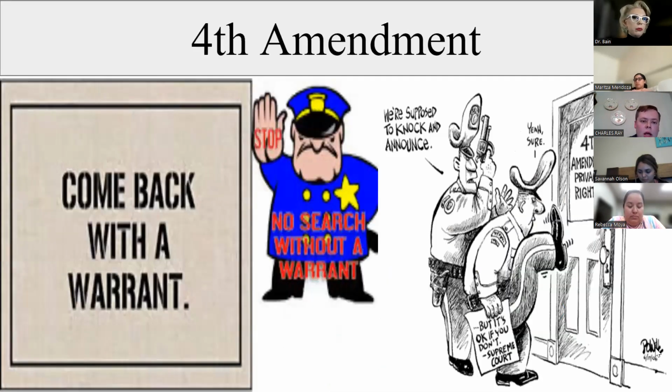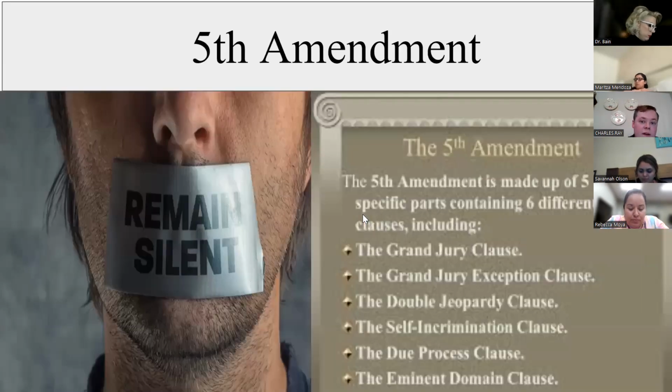Fourth is all about search and seizure. Basically, it's protection against having a warrant issued against somebody without probable cause, as well as having to have a warrant to search stuff, or in the very least, a very good reason, probable cause, to stop and search that person. Whole thing, come back with a warrant. Because by that time, technically, they have to convince a justice of the peace or somebody of that nature that there's something wrong.